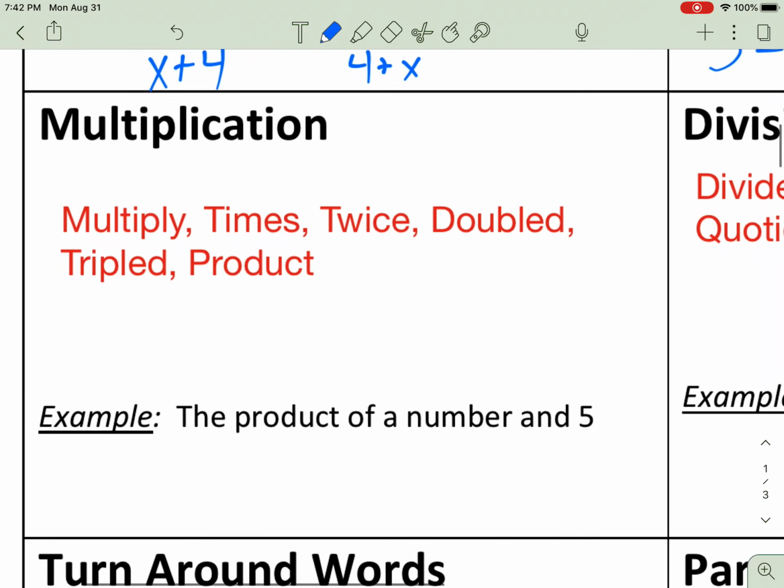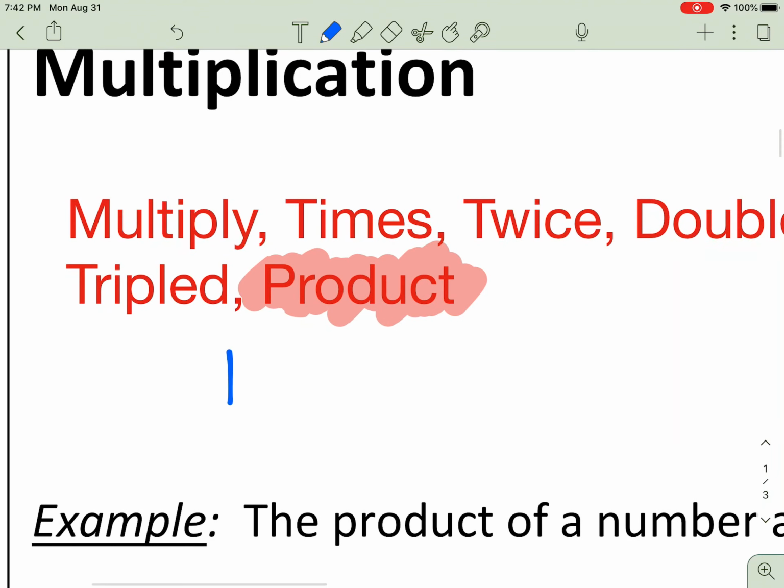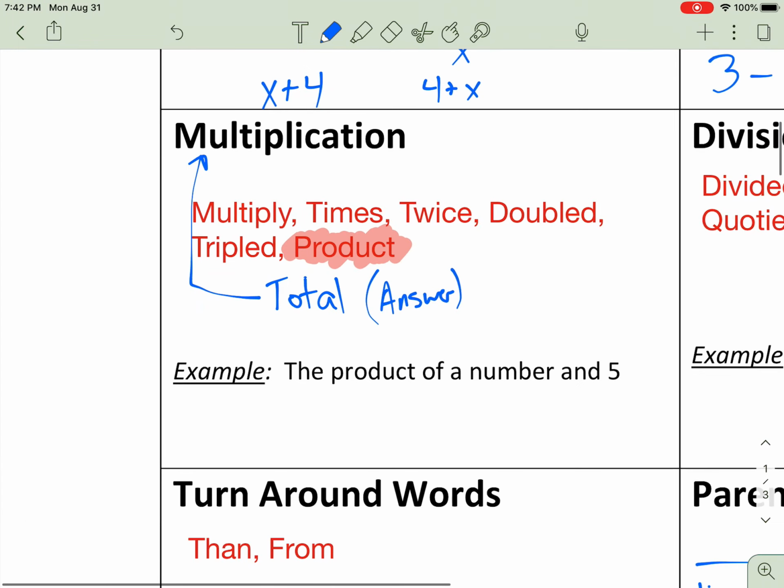Next one up, multiplication. Multiplication is multiplied, times. You might see the words twice, doubled, or tripled, but the most important one, of course, is the word product. Product is not the type of product you put in your hair, but rather product is the total of a multiplication problem. If I have two items multiplied together, their product is the answer.